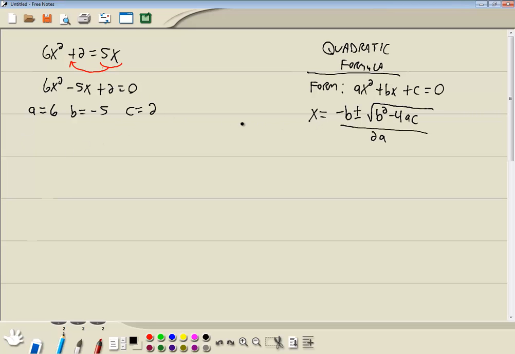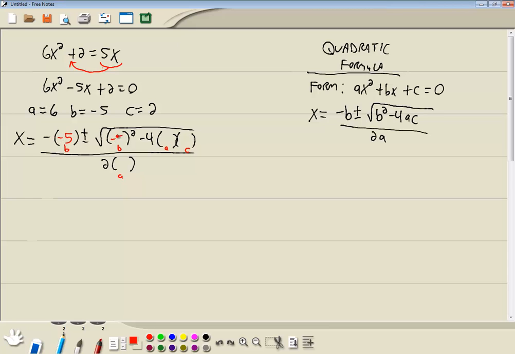It's always best on a quadratic form if you go through and put parentheses in wherever you have a variable before you plug in your numbers. So we got x is equal to negative b plus or minus square root of b squared minus 4 times a times c all over 2a. Now everywhere we have a b in our formula, we'll plug in negative 5. Everywhere we have an a in our formula, we'll plug in 6. And everywhere we have a c in our formula, we'll plug in 2.